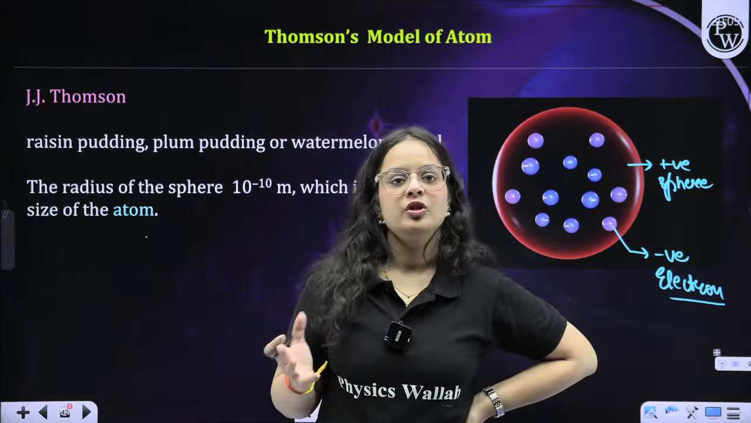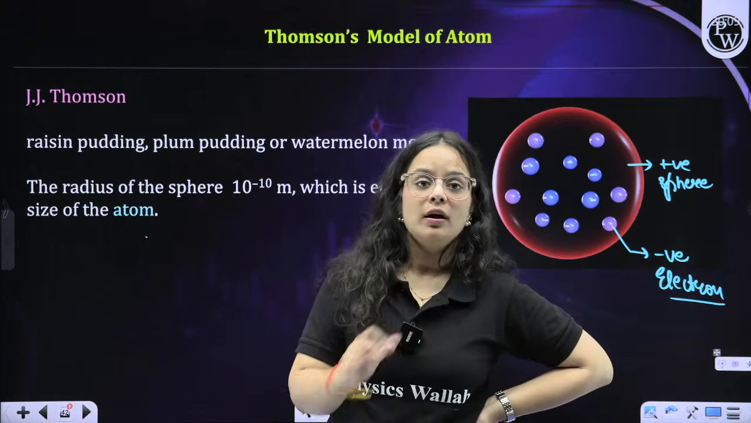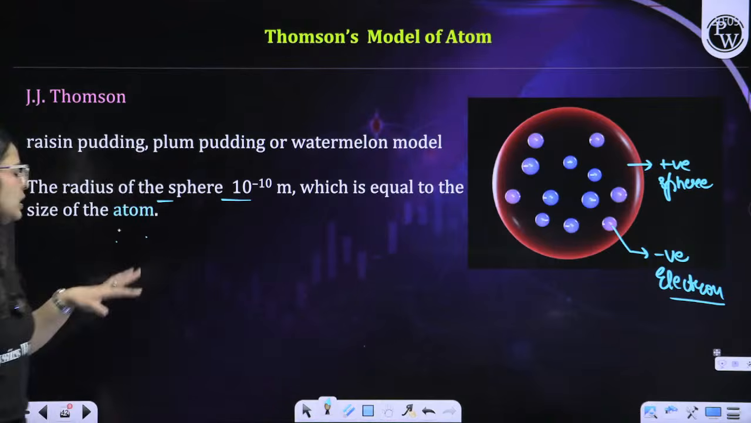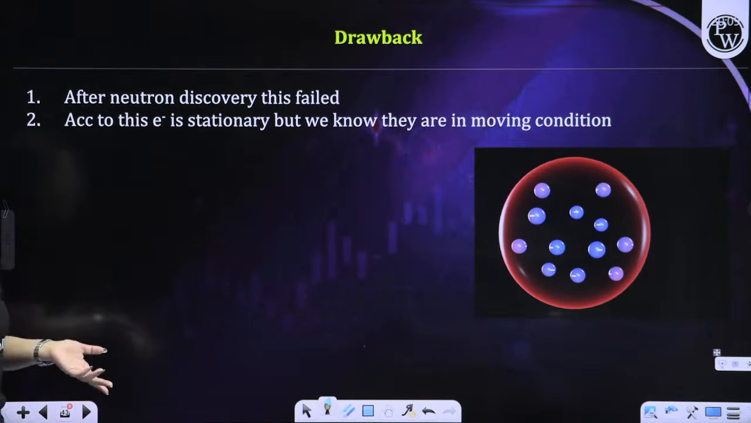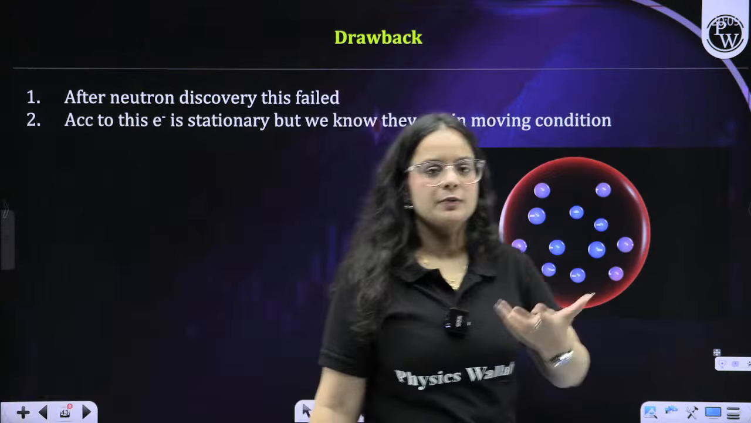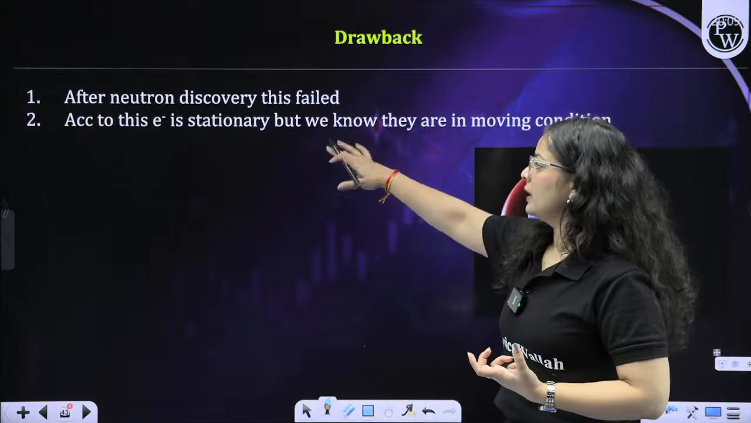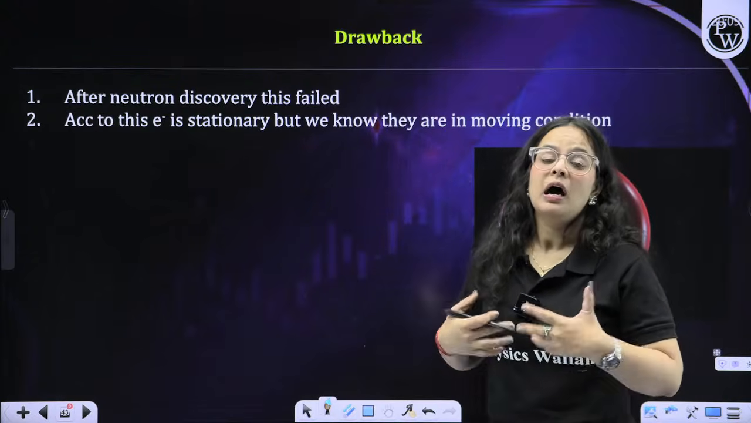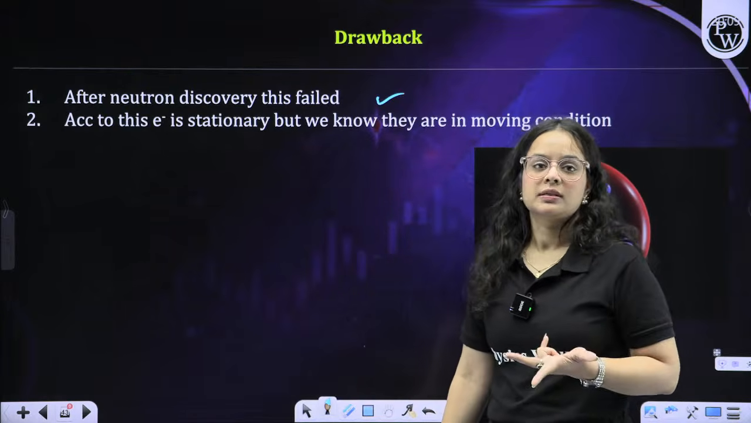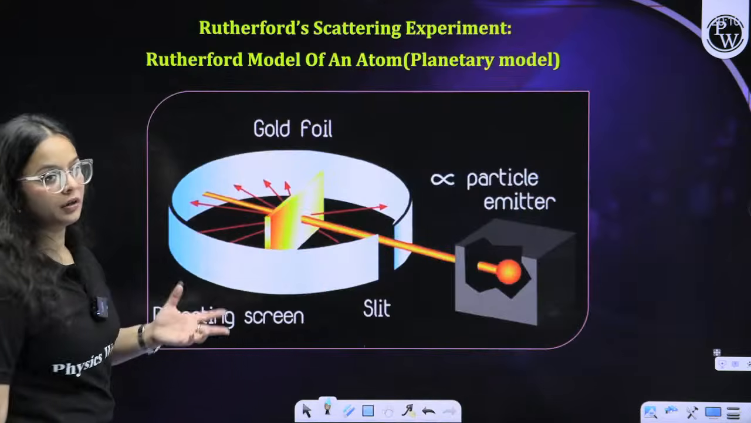So this is the distribution of the charges in the model given by Thomson, but that was actually not acceptable, because according to the model, the radius was estimated to be equal to the size of an atom, that is 10 raised to minus 10 meter. But this has certain drawbacks. How can electrons and protons be stationary? We all know that electrons are moving inside the atom, so it is not acceptable that electrons are stationary. Also, in the model only electrons and protons were discussed, nothing about neutrons, which were discovered later. So these are the drawbacks of the model.